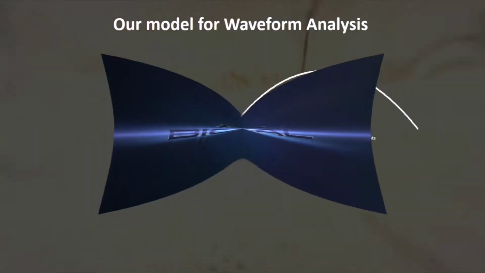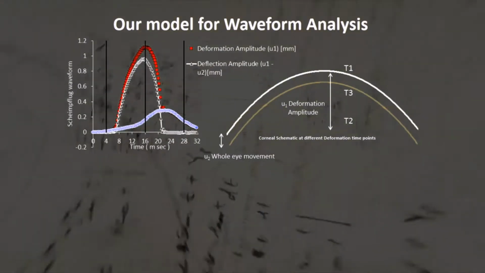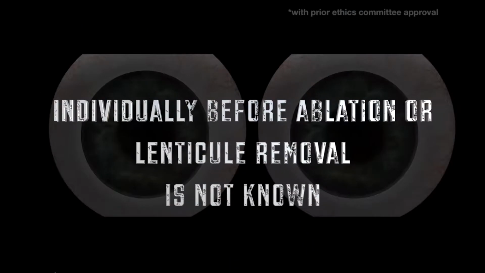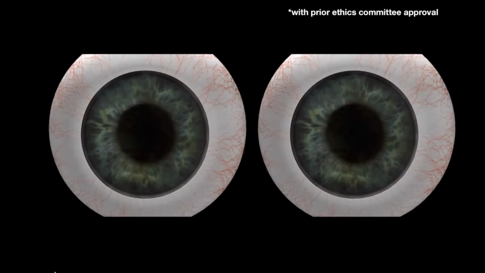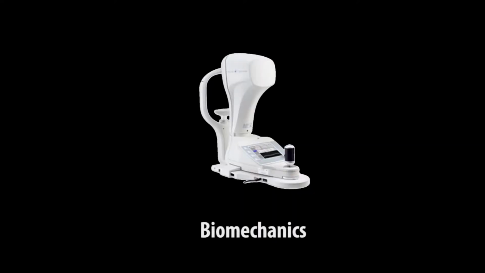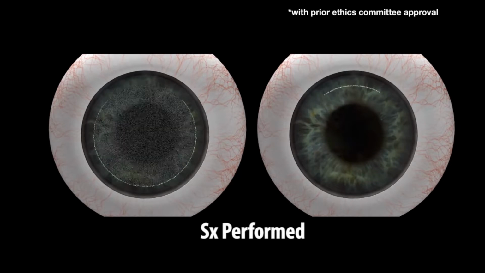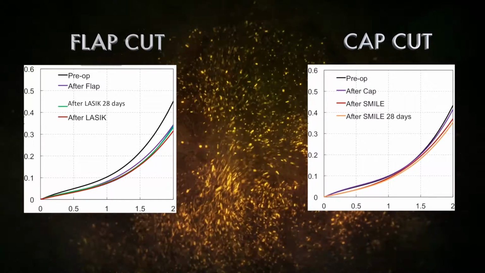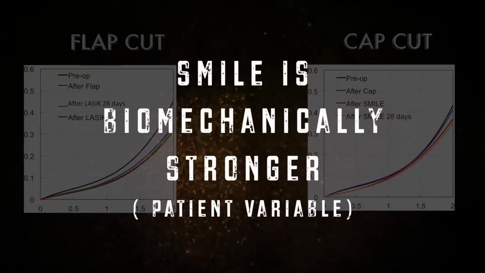The next model is the analytical biomechanical method. It is based on corneal waveforms and has the ability to separate out the corneal biomechanics from the extraocular biomechanics. On ethics approval, we performed yet another experiment in which we compared the total amount of weakening caused by only the flap or cap after LASIK and SMILE respectively. We created only a flap or cap and remeasured the biomechanics after 4 hours of femtosecond cuts, after which the surgery was then completed. We saw that there was higher biomechanical weakening in the flap as compared to the cap, proving that SMILE is a biomechanically stronger procedure.